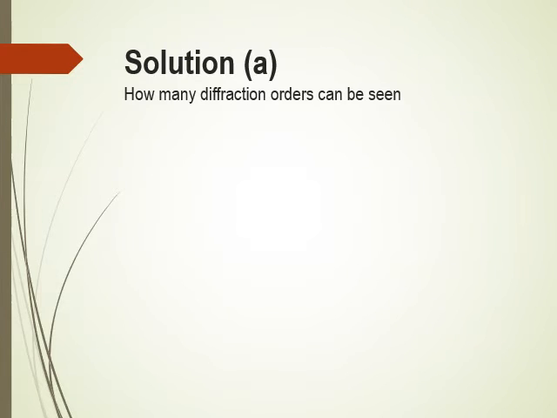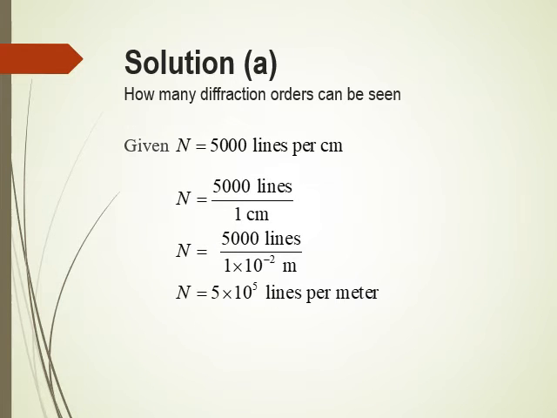To determine the numbers that can be seen on the screen, first you need to make sure everything is in SI unit. So given N equals 5,000 lines per cm. Now what you have to do is change it into lines per meter. When it comes to this value, it would be better if you write it in fraction form. So N is equal to 5,000 lines over 1 cm. So 1 cm is equivalent to 1 times 10 to the power of negative 2 meter. Therefore, N is equal to 5 times 10 to the power of 5 lines per meter.